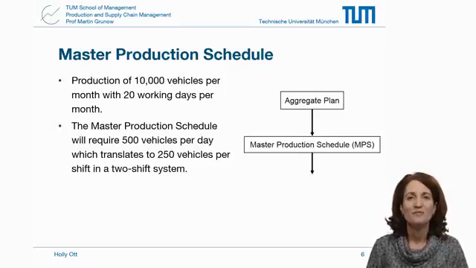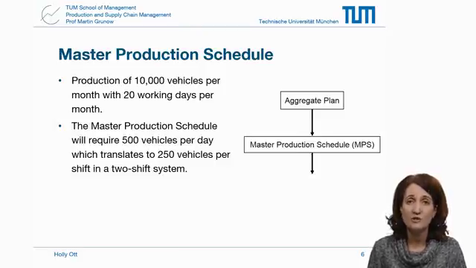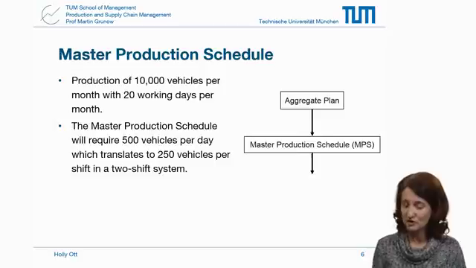In our example, we have a demand of 10,000 vehicles per month, and with 20 working days per month, our production needs to produce 500 per day. So our master production schedule will require 500 vehicles per day, which translates to 250 vehicles per shift in our two-shift system.